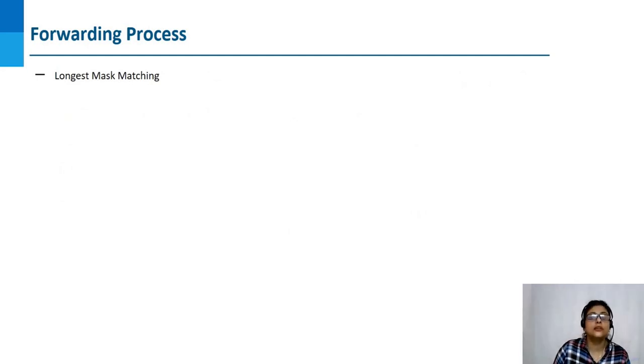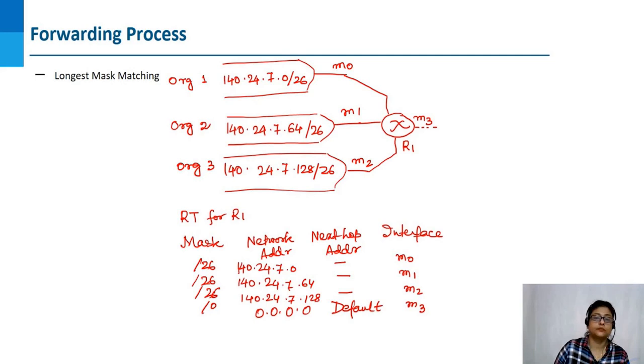Now there is another forwarding process which is called longest mask matching. Let us consider that as before, these organizations 1, 2, 3 are closely associated with router R1, but organization 4 is far away. Now how to actually get connected to organization 4 with the help of this routing table of R2? So let us understand them one by one.